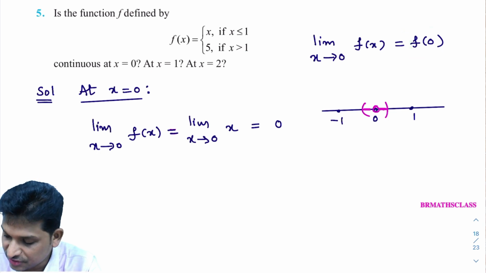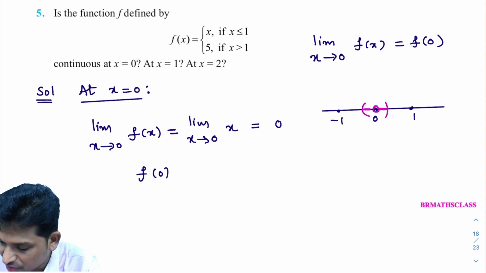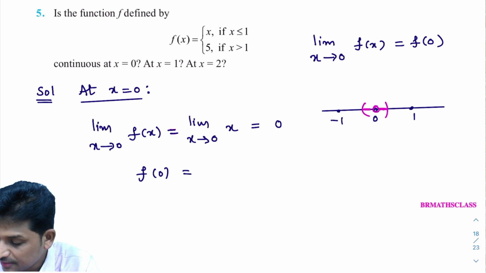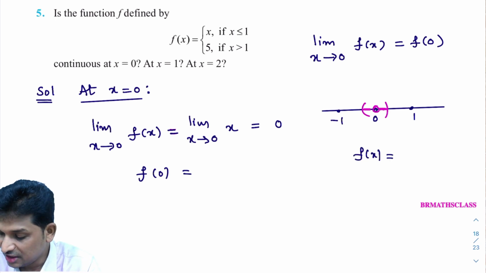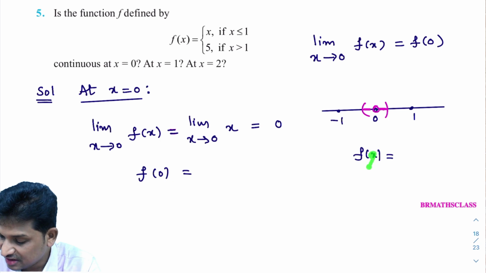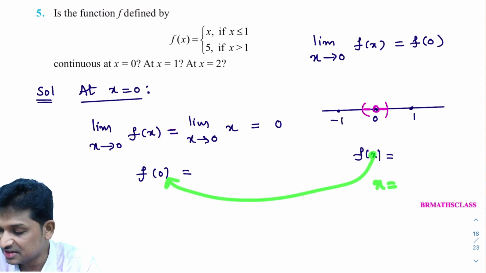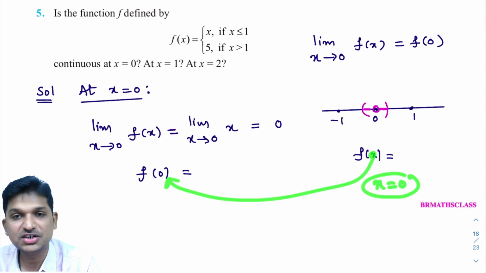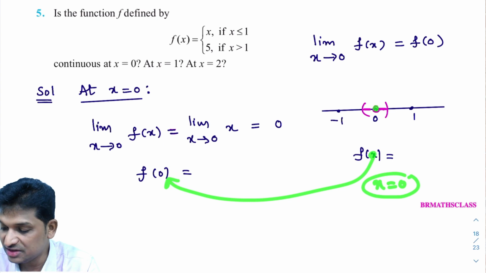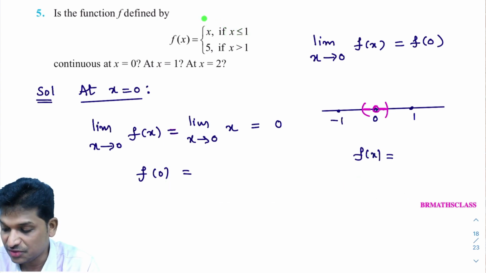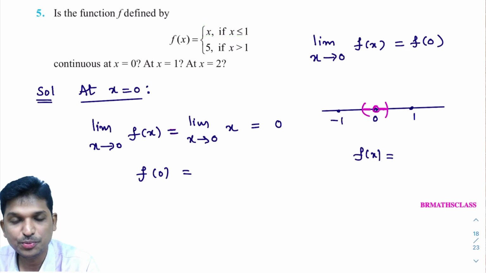Okay. F of 0. This is also a little confusing one. F of 0. You look here. F of x. In place of x, here x is there, no? In place of x, what is there here? 0 is there. That means in this case, x is 0. When x is 0, which function to choose? 0 is less than 1. Which function to choose? The first function we need to choose. I hope you are understanding.